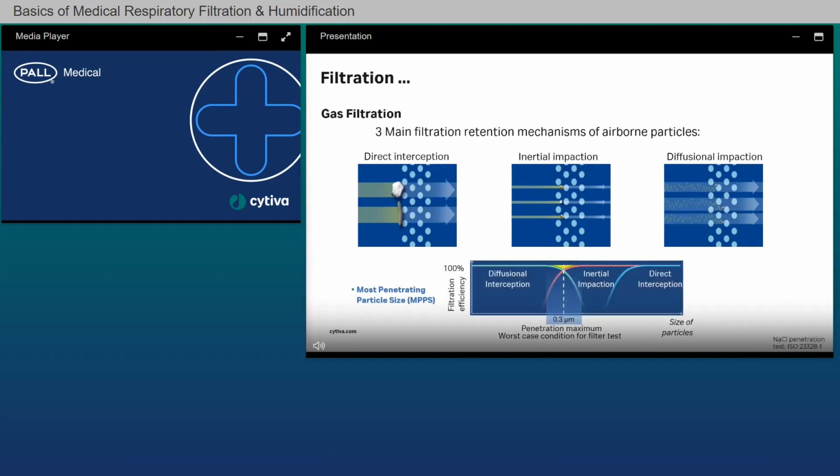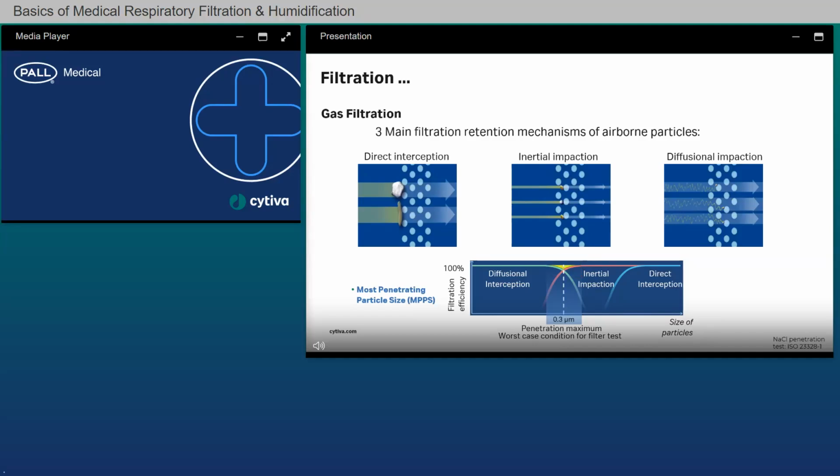In the graph below, you can see how those effects work together. Diffusional impact for the small parts, and when that effect fades out, the inertial impact kicks in. And to the right, the direct interception also comes into place. And as you can see, it's actually not the small objects that are the hardest to catch. It's around 0.3 micron where diffusional and inertial impact handshake, which are the most difficult to catch.